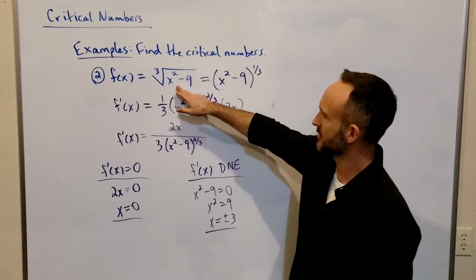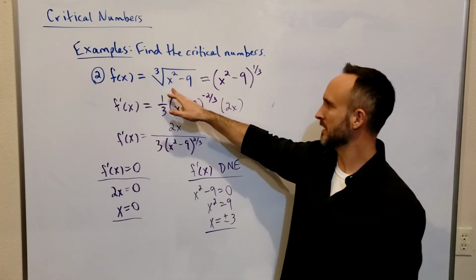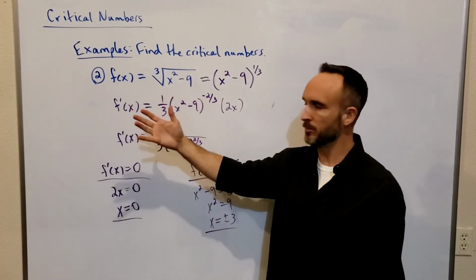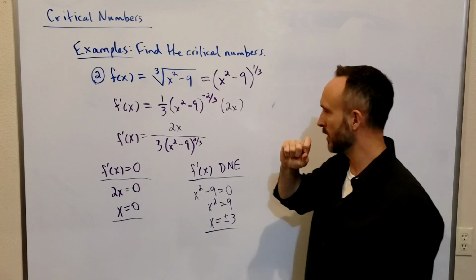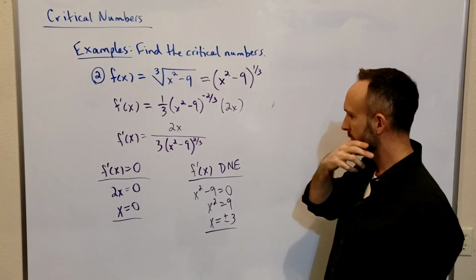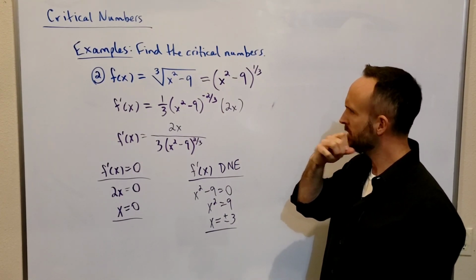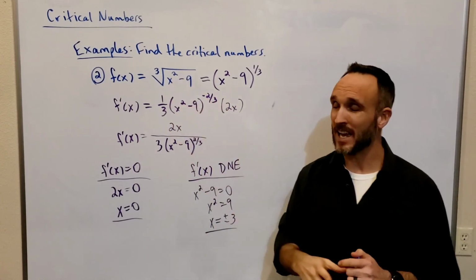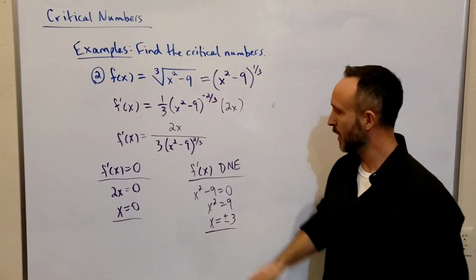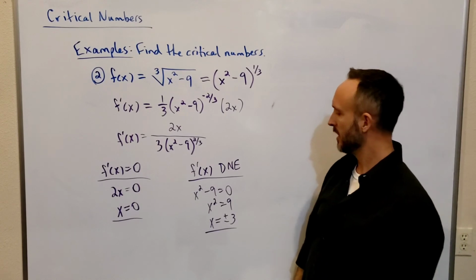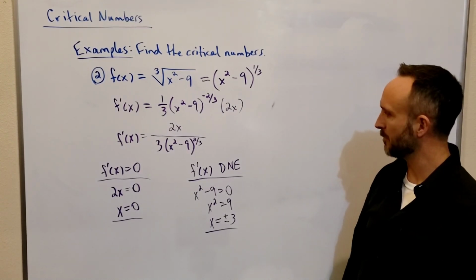In fact, this function is defined everywhere, right? It's a cube root, so its domain is all real numbers. It's continuous everywhere as well. Actually, because of the x squared, you might have a sharp point on this graph. So that may be why it's not differentiable at plus or minus 3. You could play around with that to kind of visualize what's happening.